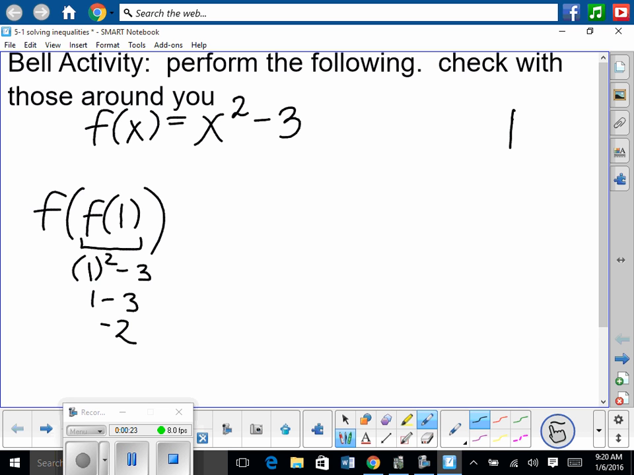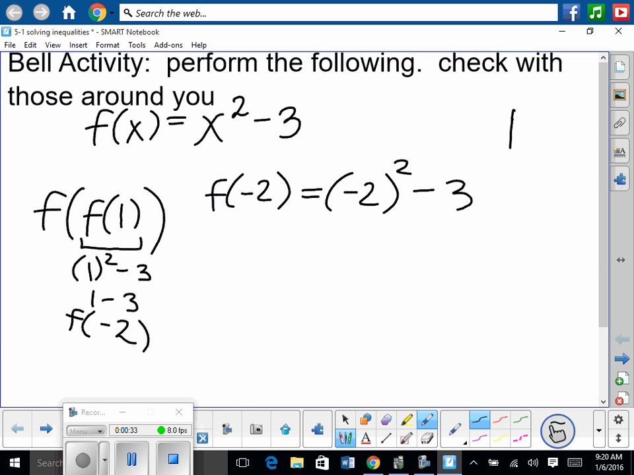So really what we're doing is f of negative 2. So we're doing it again. So f of negative 2, we're substituting in that for x. Negative 2 squared minus 3. Well, yeah, good job, guys. Negative 2 squared is positive 4 minus 3, which is 1. Way to go. Awesome job.